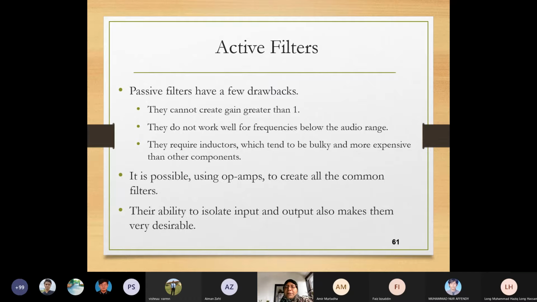Okay, but for passive filter, passive means you are using passive components, the resistor, capacitor, and inductor. The output will always be less than 1, which means if you apply an input signal of 5 volts, for example, you will never get the output more than 5. Definitely, when you measure the output across the section that you want to measure, the output will be less than the 5 volts.